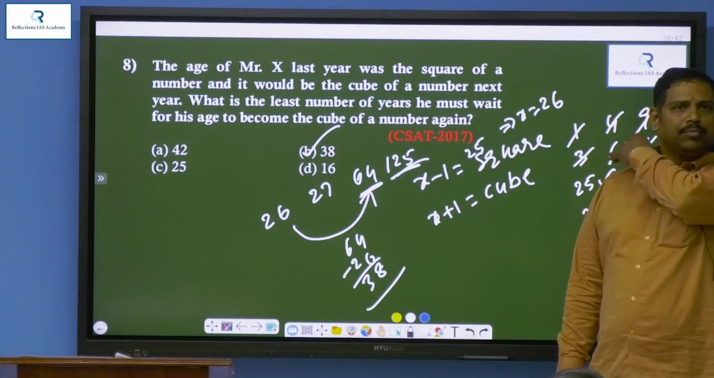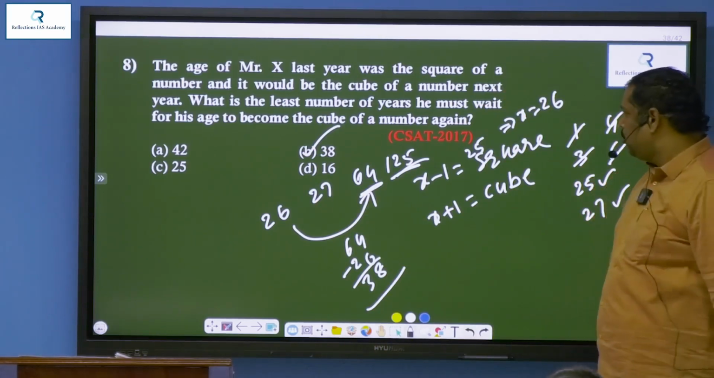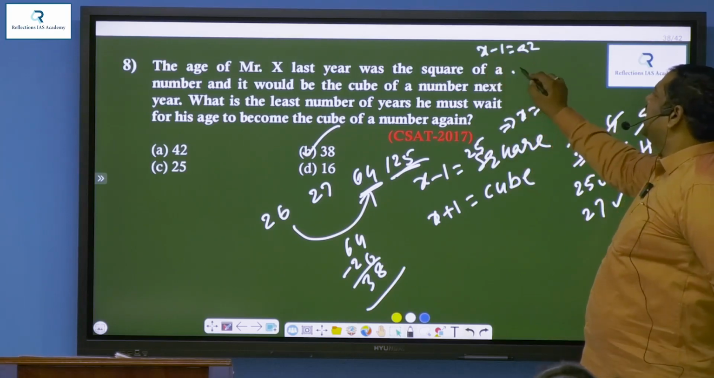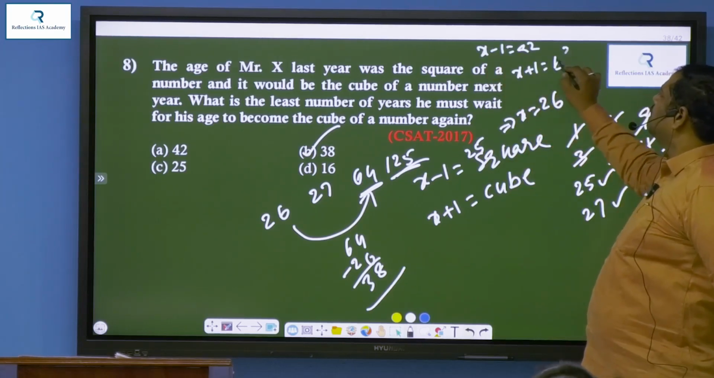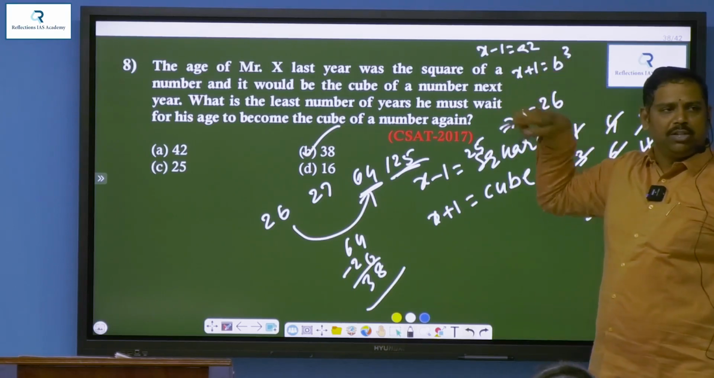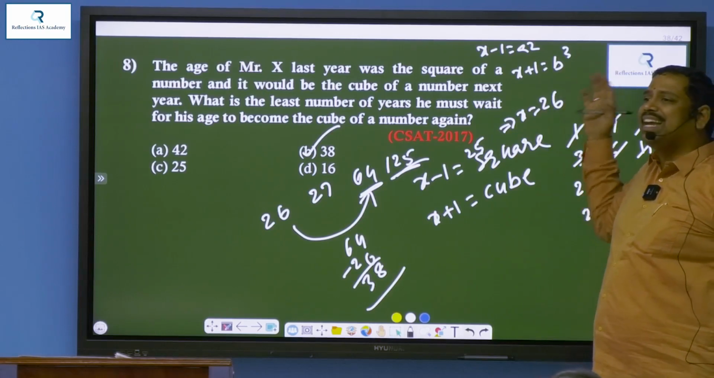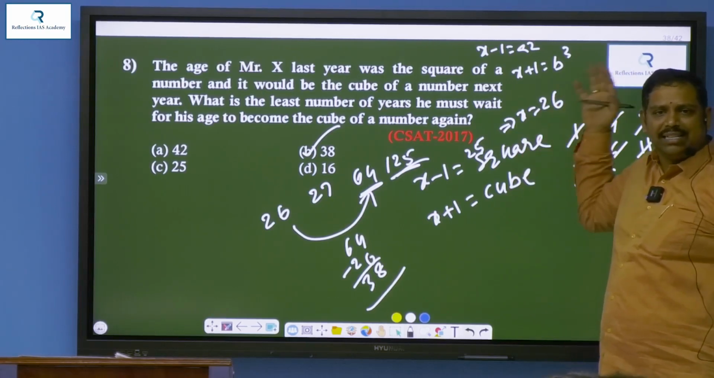Am I clear or not? Good. So, where you will face trouble is, you will write x minus 1 is equal to a square and x plus 1 is equal to b cube. More number of variables, less number of variables, you won't solve it. Yes or no? So, this we will call case studies.